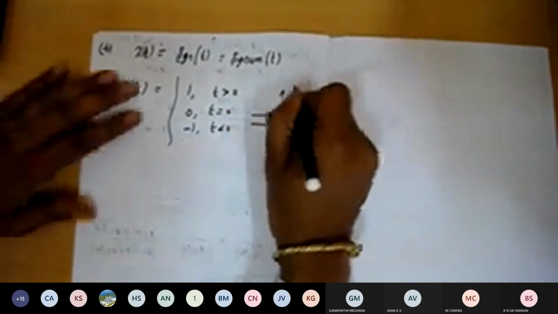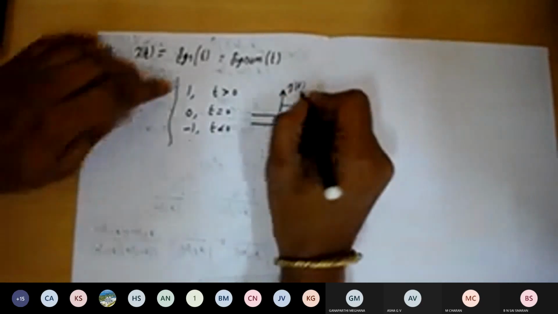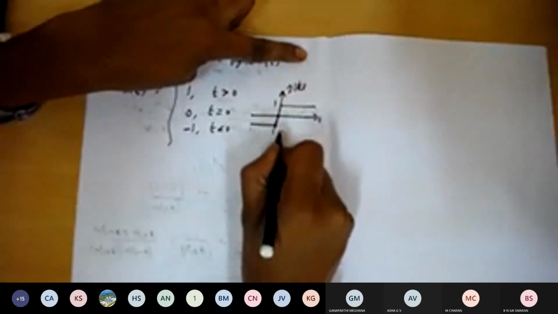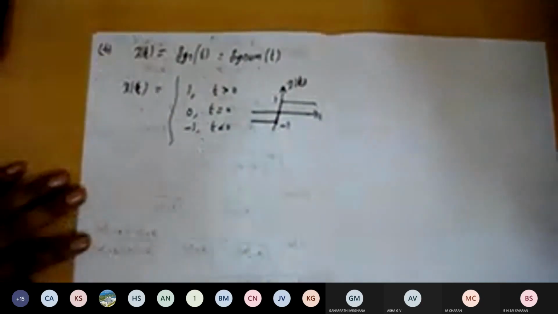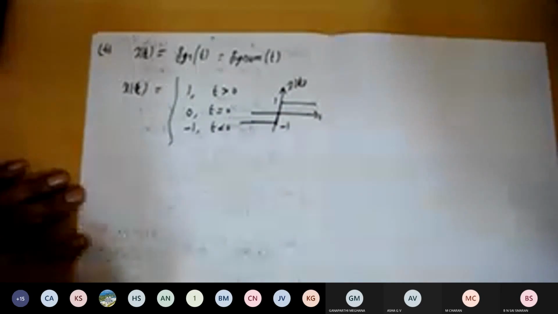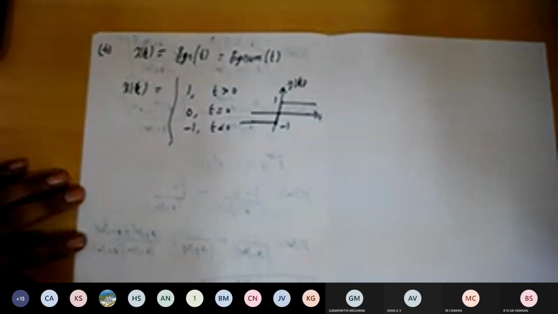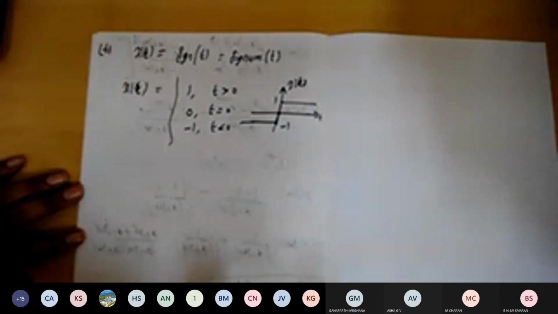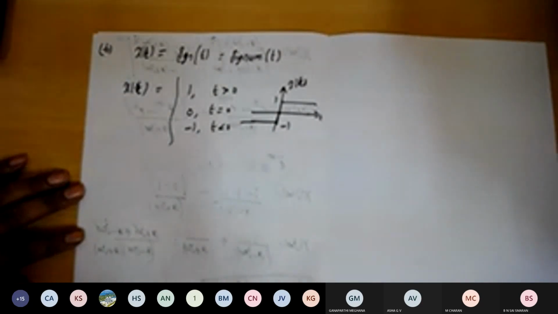So this is x of t. It is 1, and this is minus 1. This is how the signum function will be defined. Now we need to find the Fourier transform of this signum function. By applying the suitable property, we need to find it out.